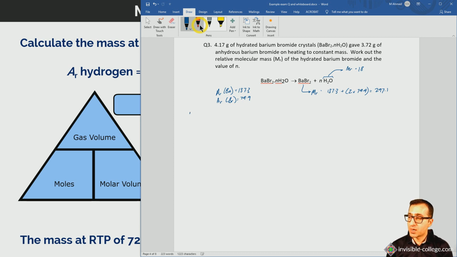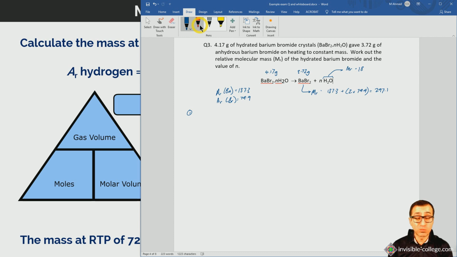So let's start with our step 1 here. Step 1, we have the balanced symbol equation, and we see here that the ratio of moles of barium bromide to water is 1 to N. So this is going to come in handy in a little while. So let's take a look at what the question is actually telling us here and see what we can work out from the question. So we started with 4.17 grams of this. We ended with 3.72 grams of this.